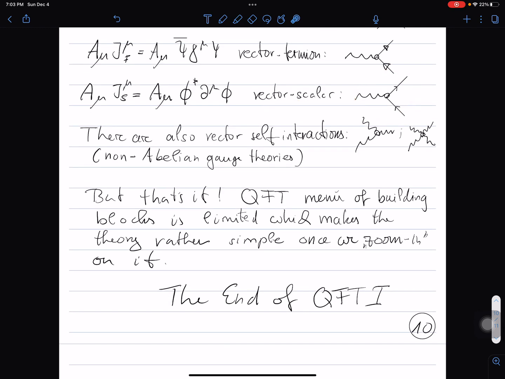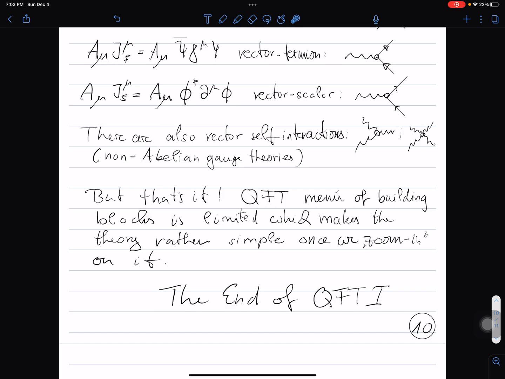There are also vector self-interactions, cubic, three vectors together, so it's something like A cubed or A to the 4 with the appropriate index contractions, which is possible in so-called non-abelian gauge theories. So we also have 3 and 4 vector fields coupling with each other.